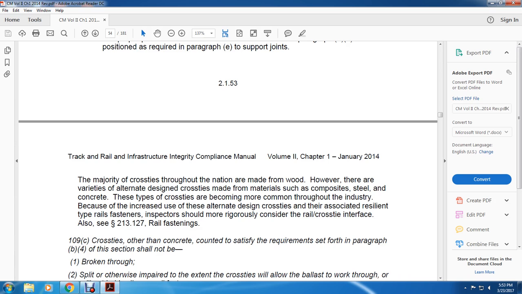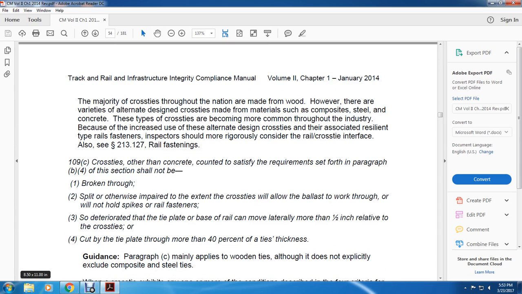Inspectors should more rigorously consider the rail cross tie interface. Also see Section 213.127, rail fastening. Cross ties other than concrete that satisfy the requirements set forth in paragraph B4 of this section shall not be broken, split, or otherwise impaired to the extent the cross tie will allow the ballast to work through. It will not hold the spikes or rail fastener set.